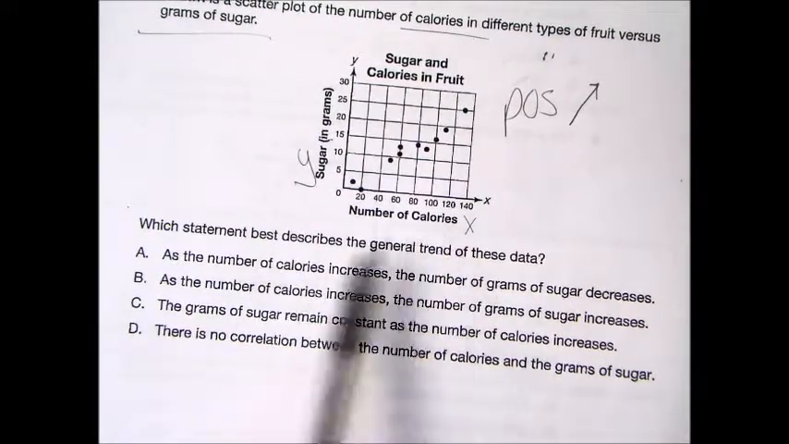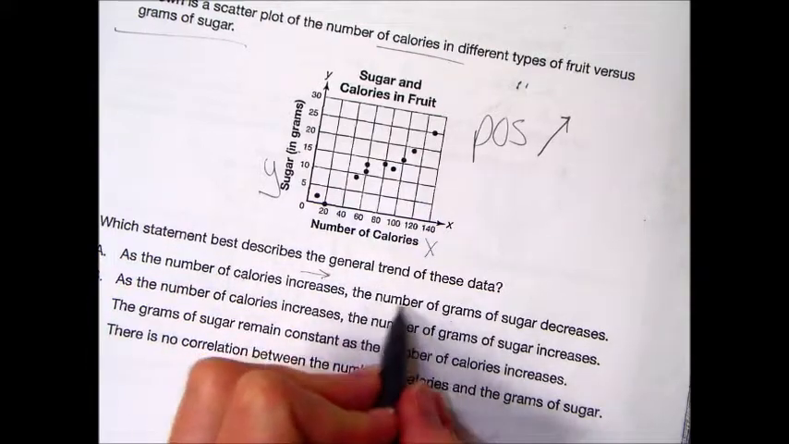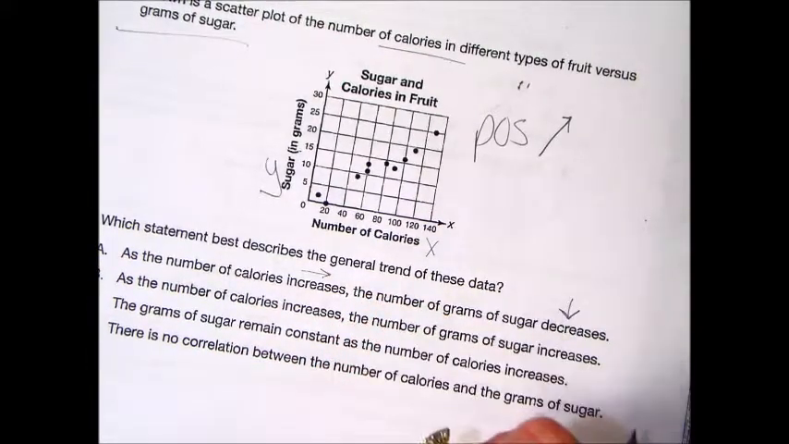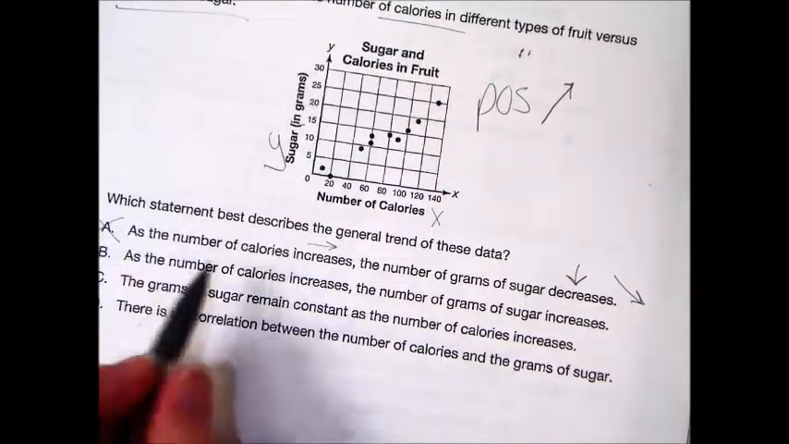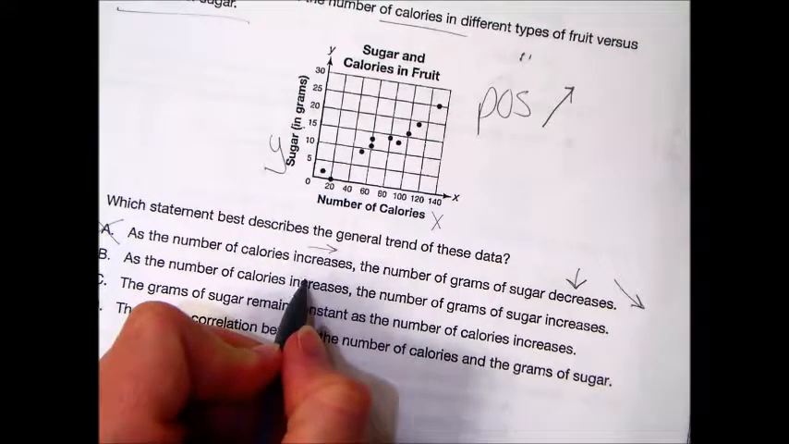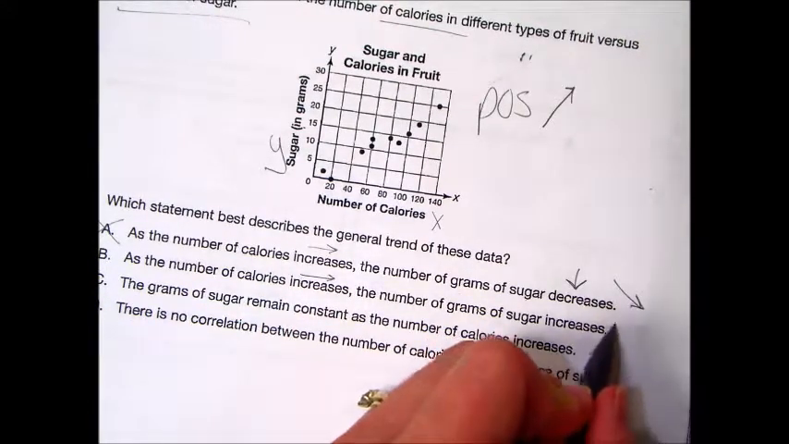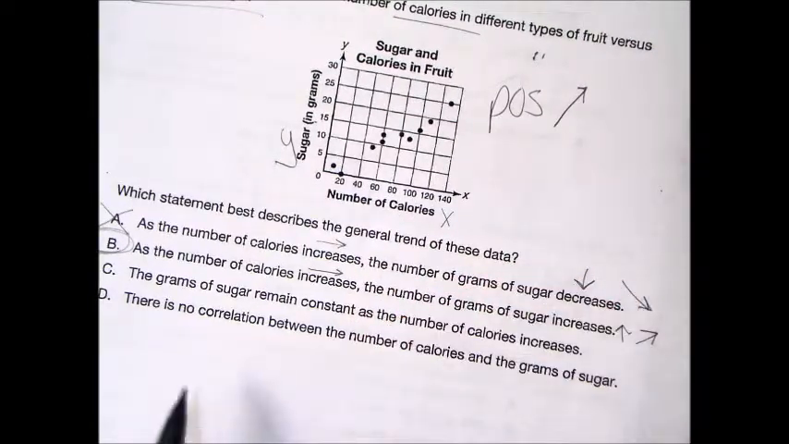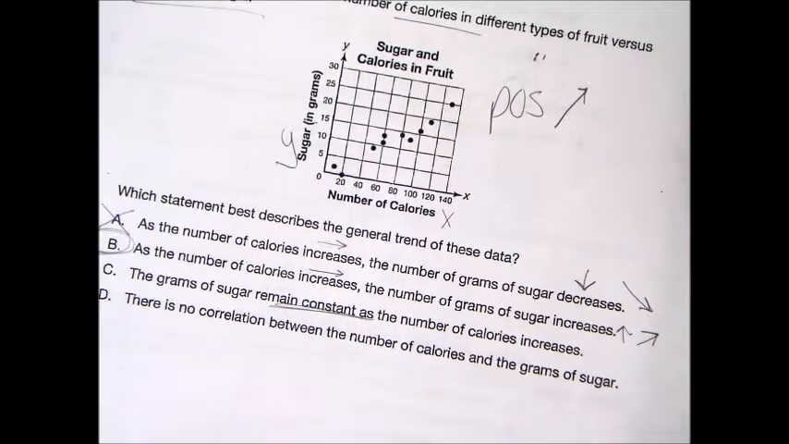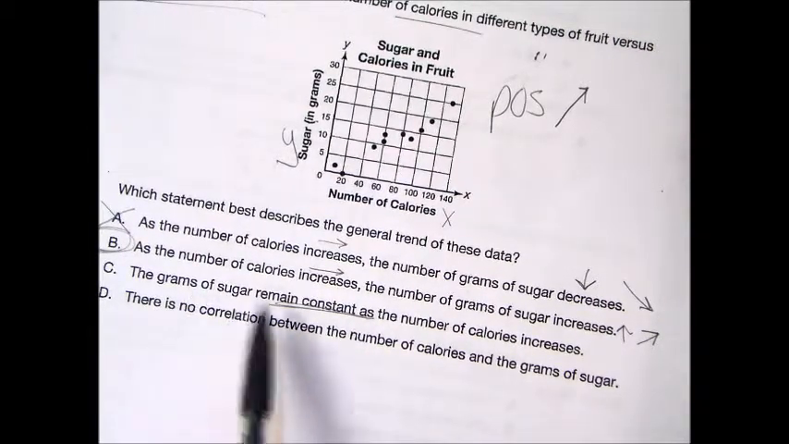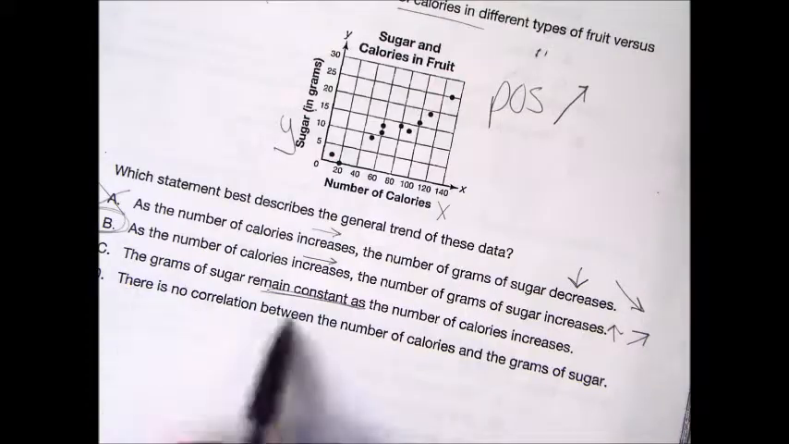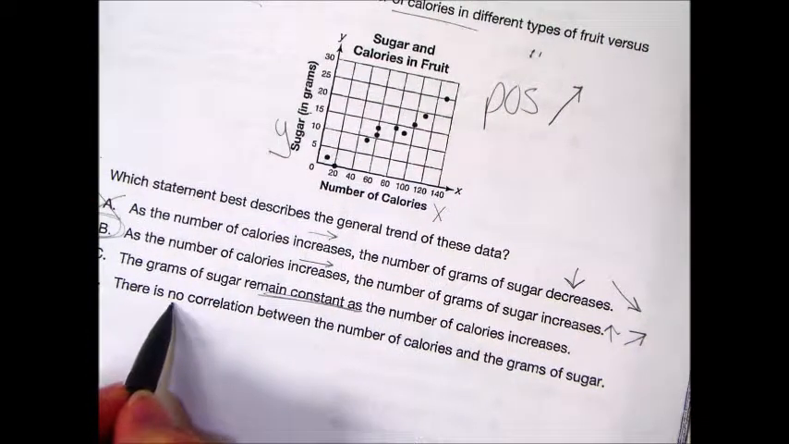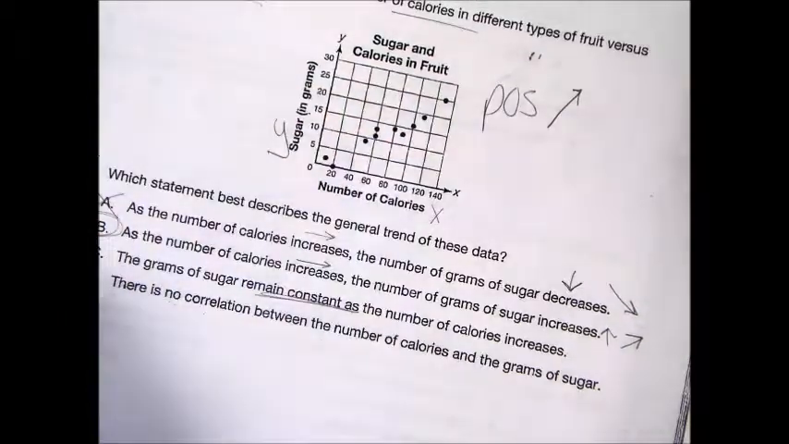As the number of calories increases, so as it goes to the right, the number of grams of sugar decreases. The number goes down. No, that would be negative correlation. We don't want that. As the number of calories increases, so we're going to the right, the number of sugar increases. That is a true statement. That makes a positive slope. Remaining constant would be, if sugar remains constant, just a straight horizontal line. And there's definitely a correlation. This says there's no correlation, but you can tell. The more calories you have, the more sugar you have in fruit.